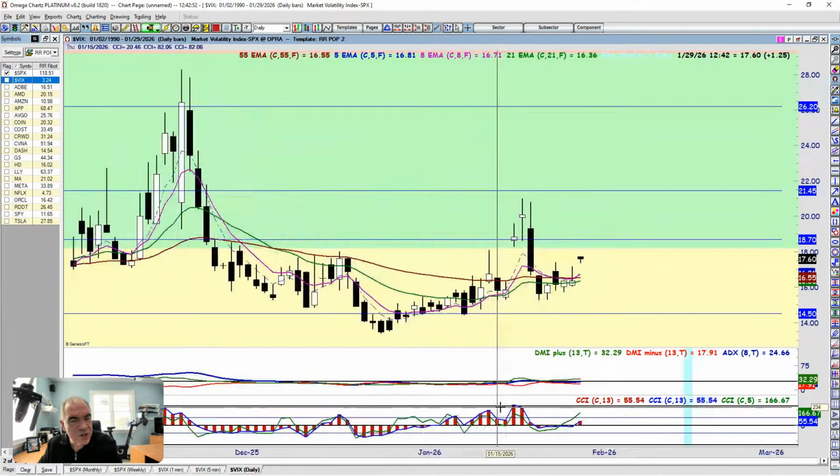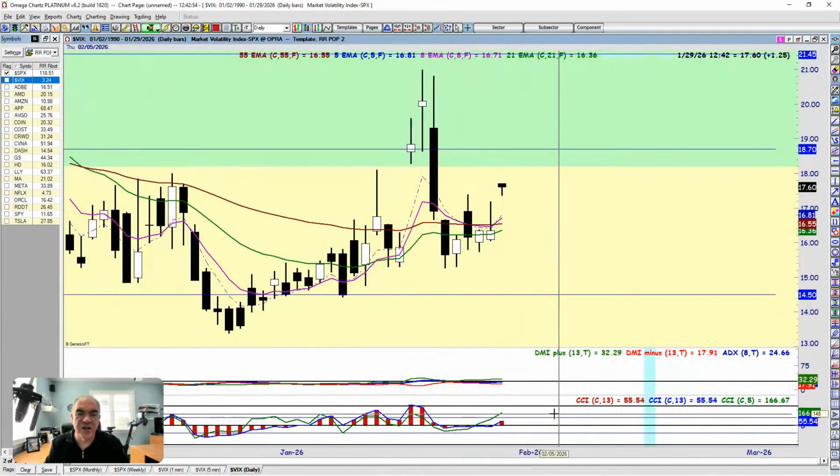For the way that I use it, I find that there's more disparities. Remember, VIX is a reverse indicator. If the market goes up, the VIX goes down, because if the market went up, that means fear went down.